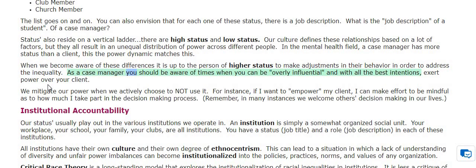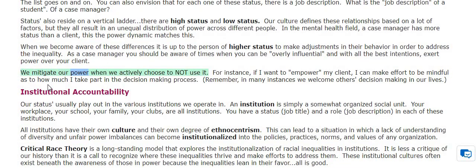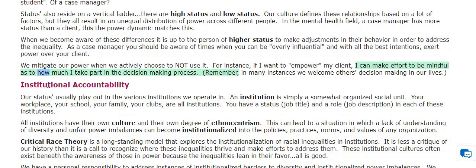As a case manager, you should be aware of times when you can be overly influential and, with all the best intentions, exert power over your client. We mitigate our power when we actively choose to not use it. For instance, if I want to empower my client, I can make an effort to be mindful as to how much I take part in the decision-making process. Remember, in many instances we welcome others' decision-making in our lives.